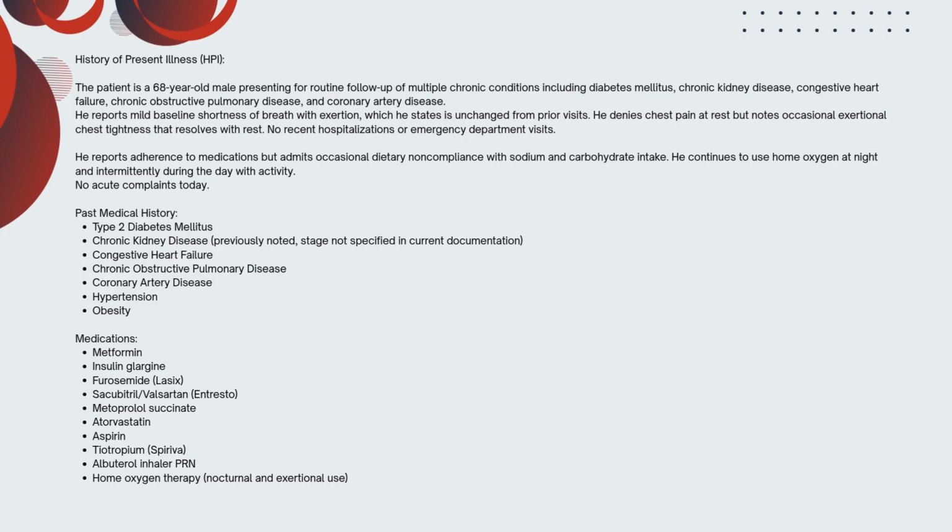He reports adherence to medications but admits occasional dietary noncompliance with sodium and carbohydrate intake. He continues to use home oxygen at night and intermittently during the day with activity. No acute complaints today. Past medical history. Type 2 diabetes mellitus. Chronic kidney disease, previously noted. Stage not specified in current documentation. Congestive heart failure. Chronic obstructive pulmonary disease. Coronary artery disease. Hypertension. Obesity.